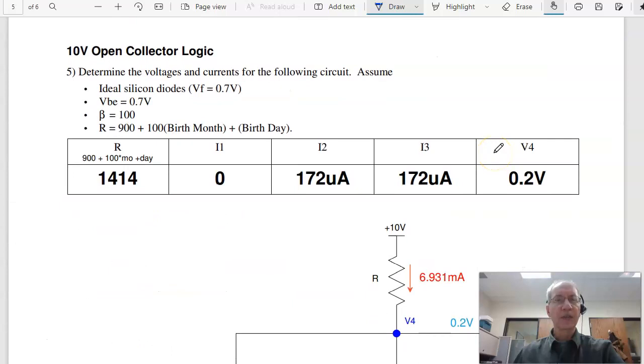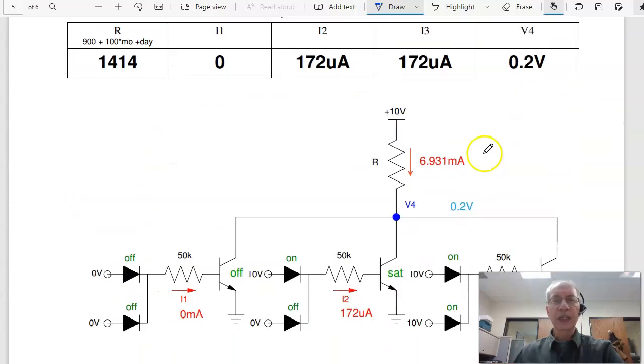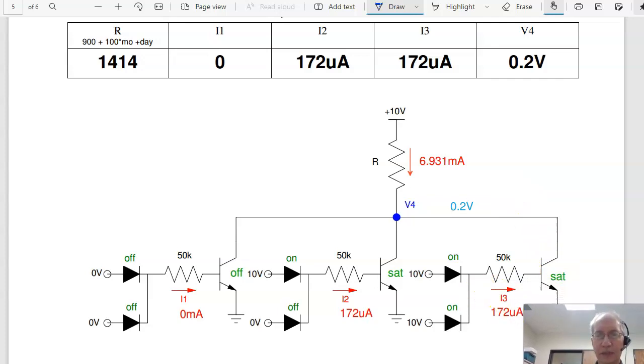Problem 5 is open collector logic. Let's get this out of the way. So over here I've got 0 volts. I need 1.4 volts to turn this on. That's not enough, so all these are turned off. Over here I've got 10 volts and 0 volts. The 10 volts turns it on. This guy turns off. So I've got 10 minus 2 diodes, 10 minus 1.4 over 50K, 172 microamps.